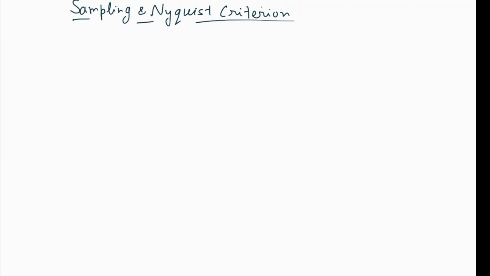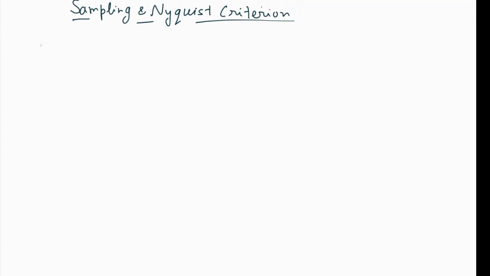In this video we are going to discuss the sampling theorem and Nyquist criteria. This theorem is useful for analog to digital conversion, where we want to know the rate at which we should sample our signal so that we are able to reconstruct the signal back.